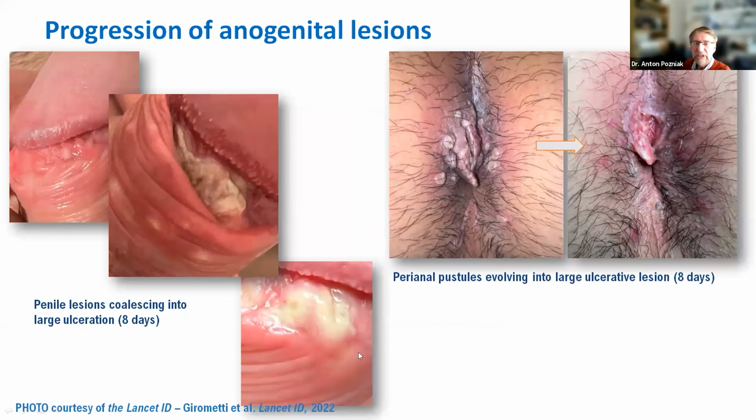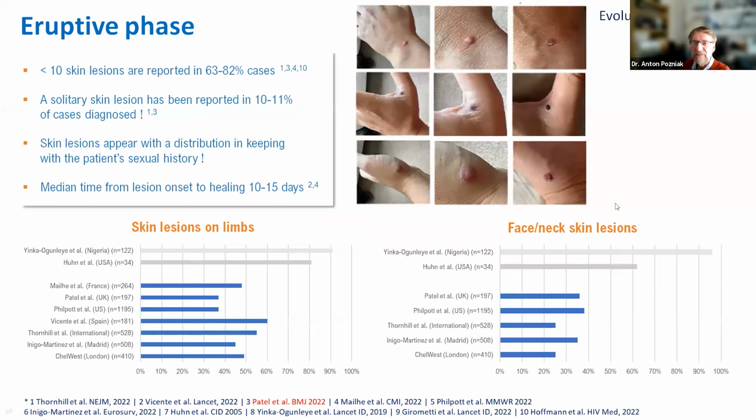Here's a sulcal lesion causing a big ulcer. Look at the size of this ulcer, very painful. And again, a perianal ulcer, really causing problems. And these can get badly infected with secondary infection.